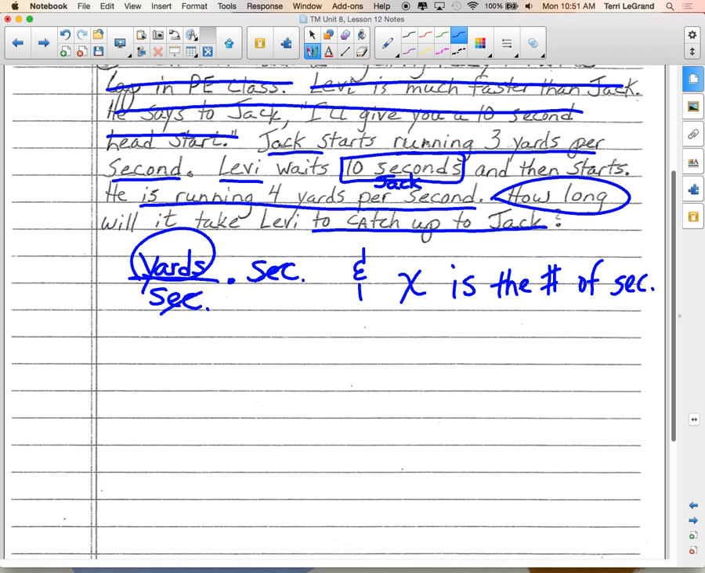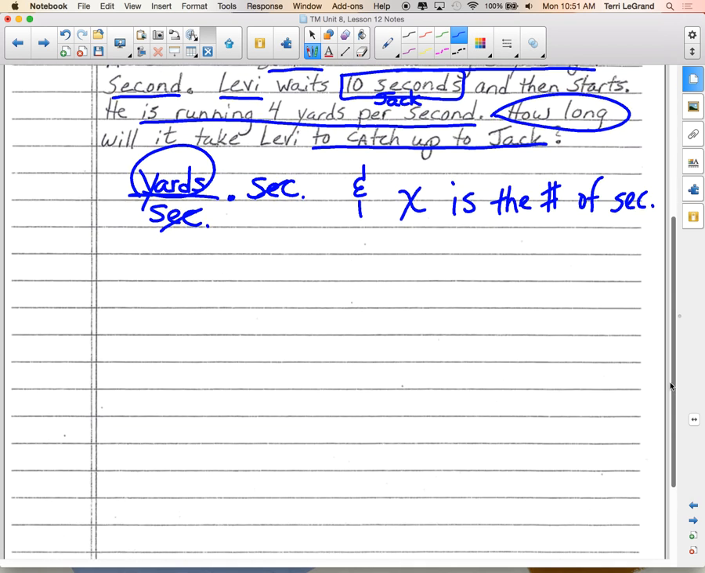Now we're going to draw a diagram. This is going to be a straight shot. Even though we know that they're going to have to turn some corners, we're going to make it look like they're just running a straight track. Okay, so let's start with Jack. This is their starting point right here. Jack takes off and he runs for how long? 10 seconds. This is Jack running for 10 seconds.